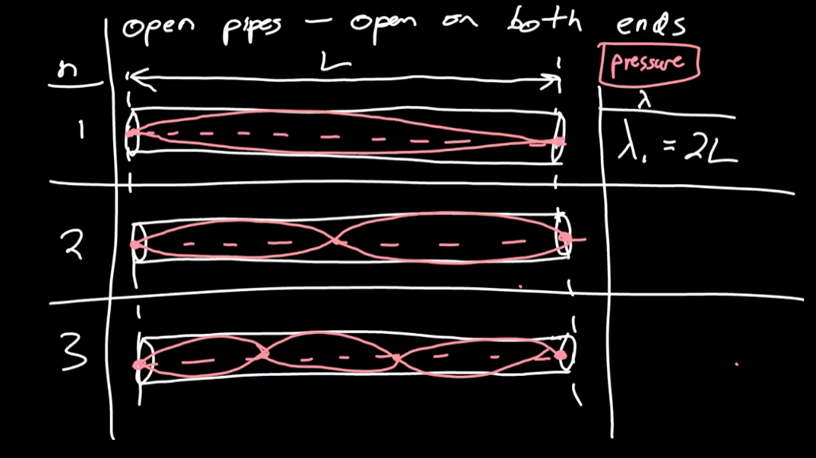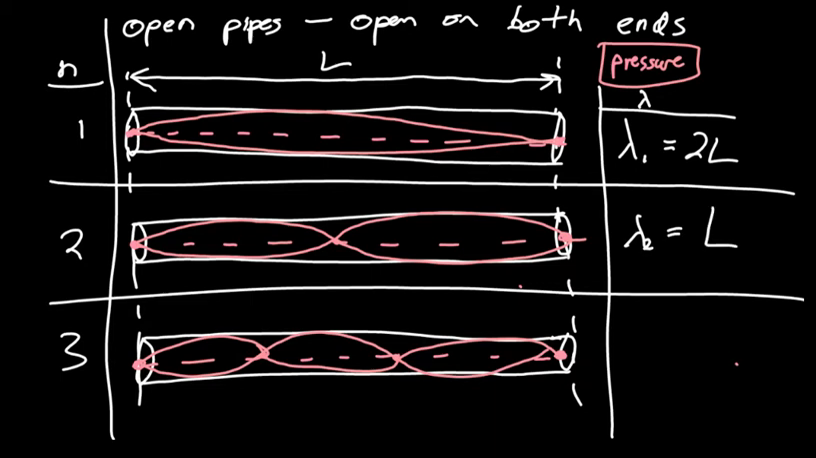For the second one, now I've got equilibrium to a high point, then back down all the way to a low point, to a trough, and then back up to the middle to equilibrium. That's a complete wave. So my wavelength for the second harmonic is just equal to L.